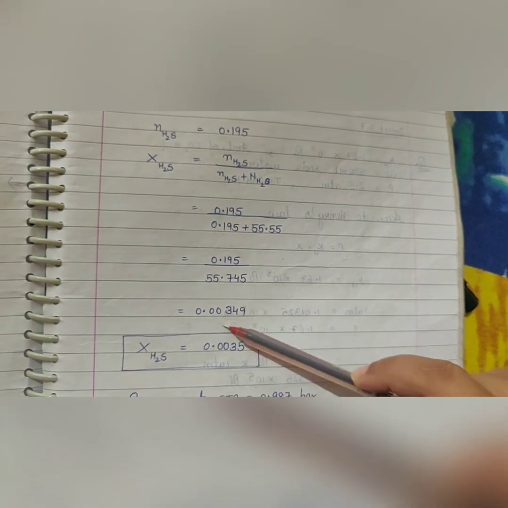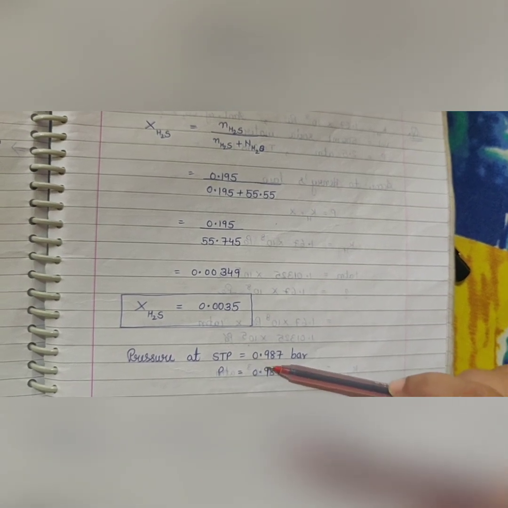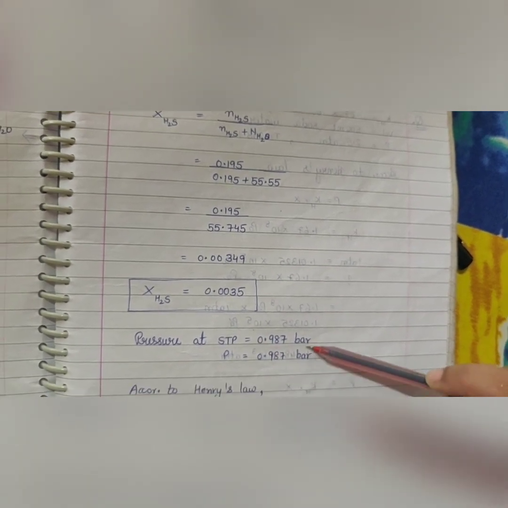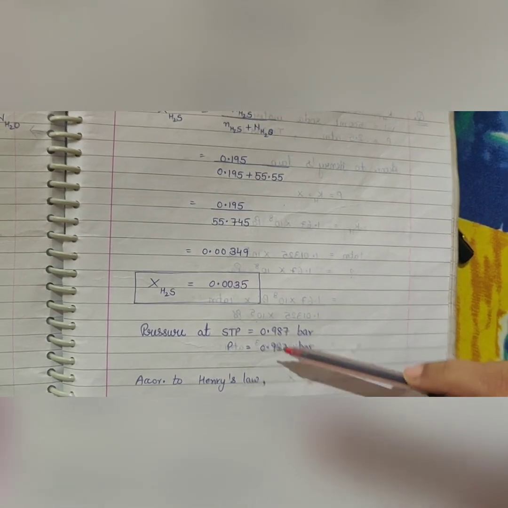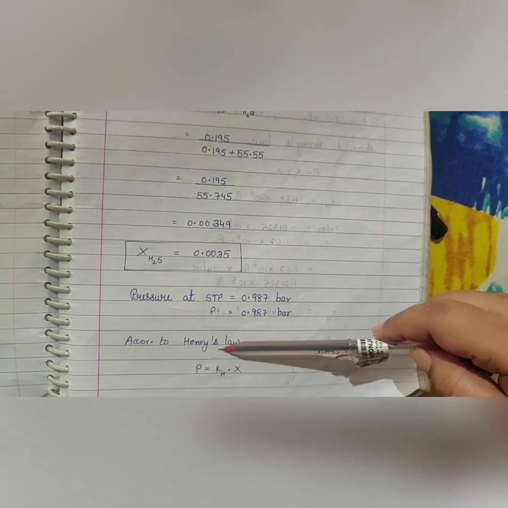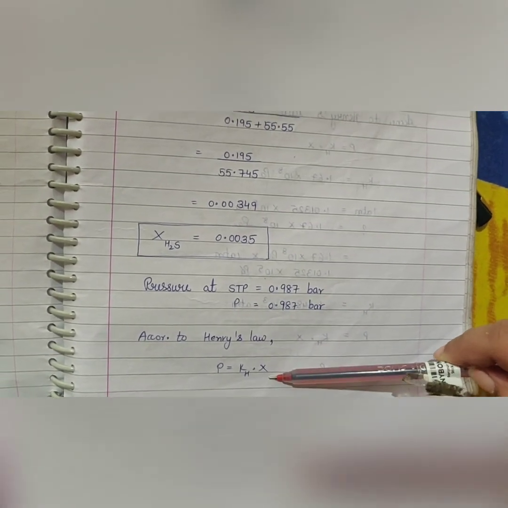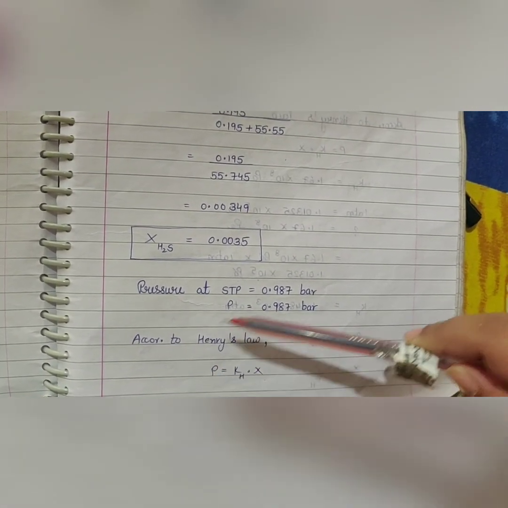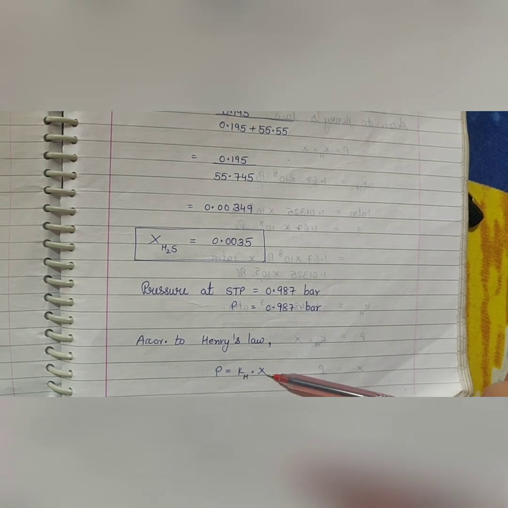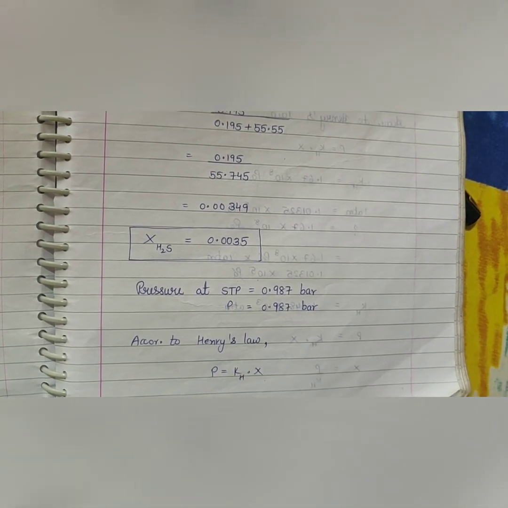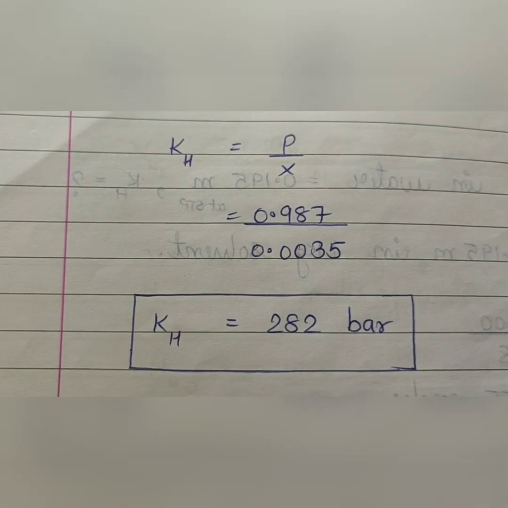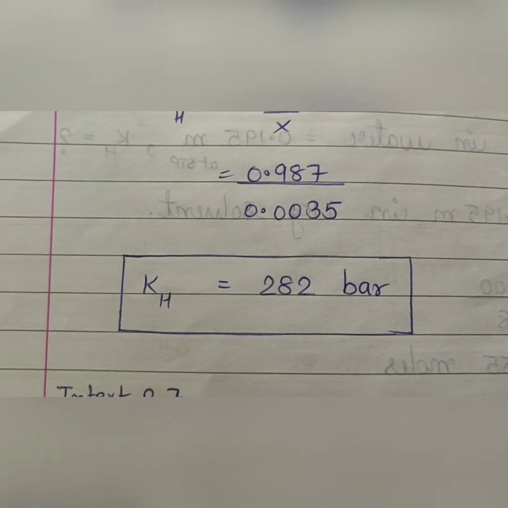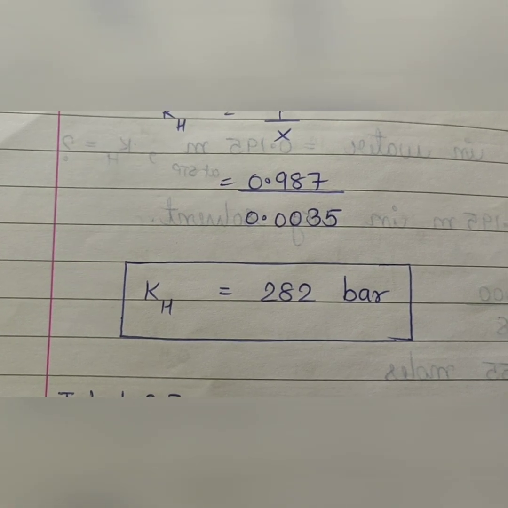Converting it to significant figures, 0.0035. Alright, rounding off. Now pressure at STP is given to us. How much is the pressure at STP? 0.987 bar. Okay, so pressure is given to us. We have mole fraction. Can we calculate Henry's constant? Yes, we can. So P is equal to KH into X. Putting up the values, we have pressure 0.987, we have mole fraction, and now we can calculate Henry's constant. So on putting up the values of pressure and mole fraction, we get Henry's constant to be 282 bar. Understood?